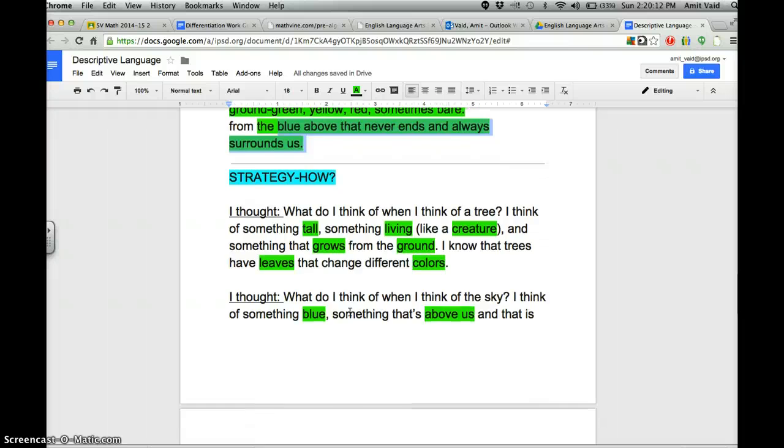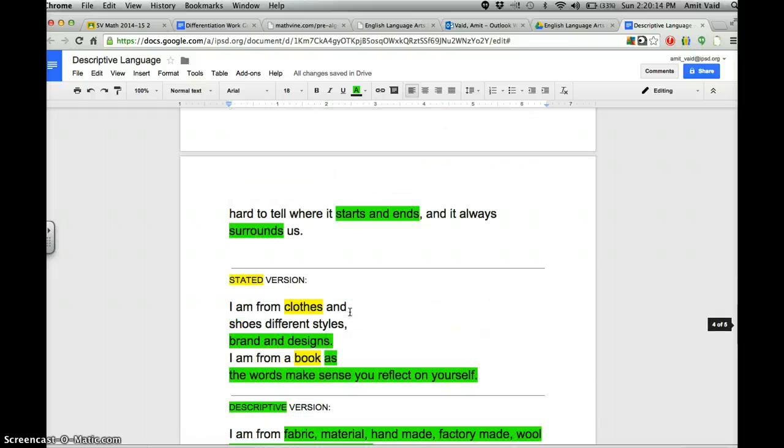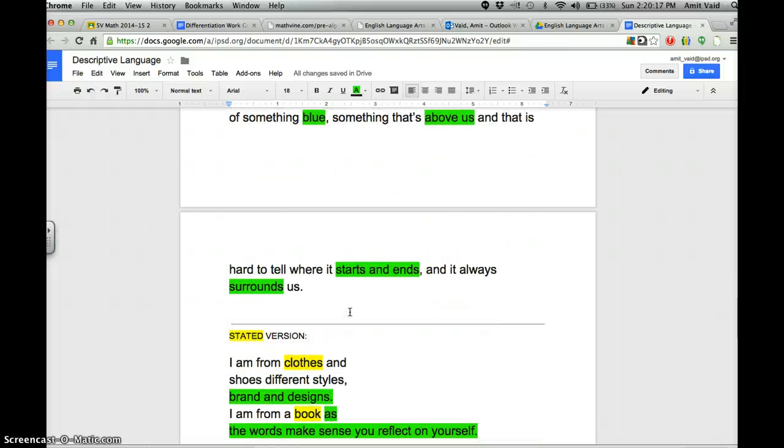We'll do one more example. This is from another one of your classmates' poems. It could be from your poem if you are the writer of this poem. This student writes, I am from clothes and shoes, different styles, brand and designs. I am from a book. As the words make sense, you reflect on yourself. I really like these lines the student wrote. This is what the student wrote.